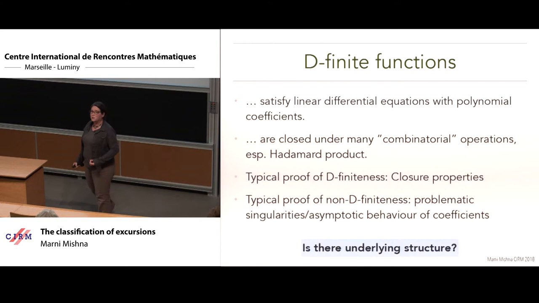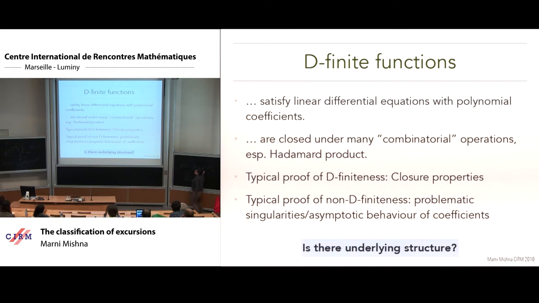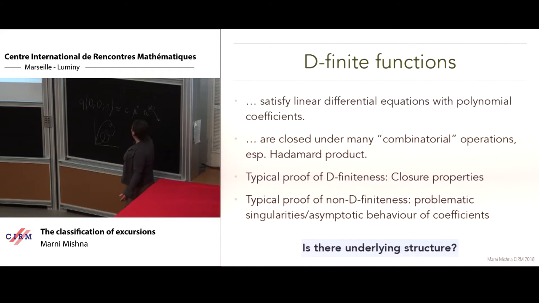So typically, if you want to prove something is D-finite, you'll use the closure properties. And if you want to show something is not D-finite, you will find in the literature that people tend to do arguments exactly like she did here, about problematic singularities, an infinite number of singularities, for example, or when the sub-exponential growth is not rational. Okay? But is there underlying structure?